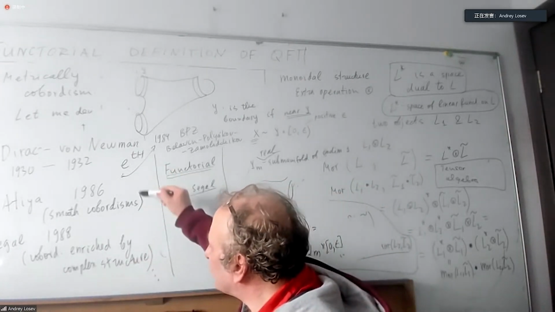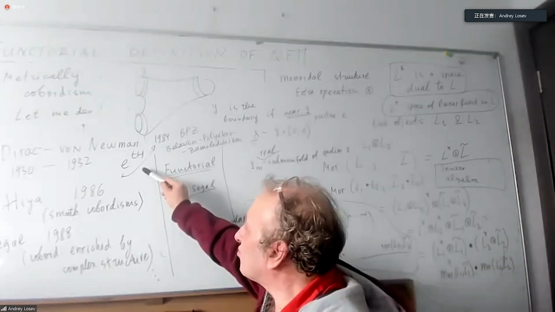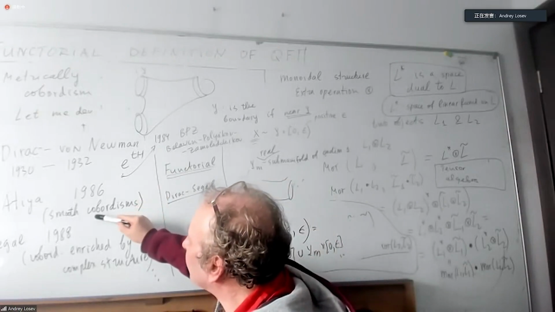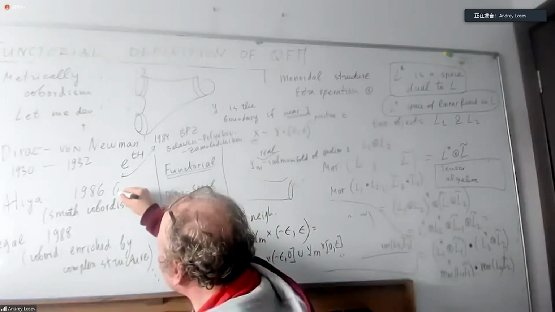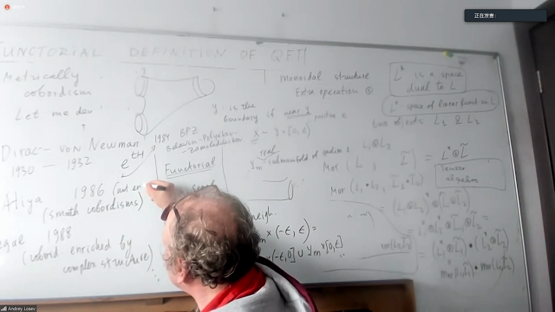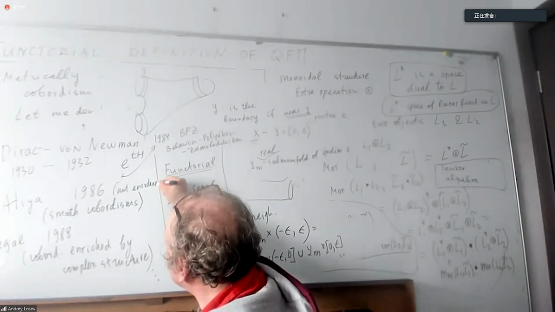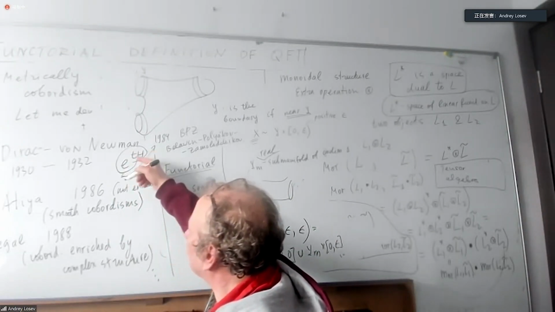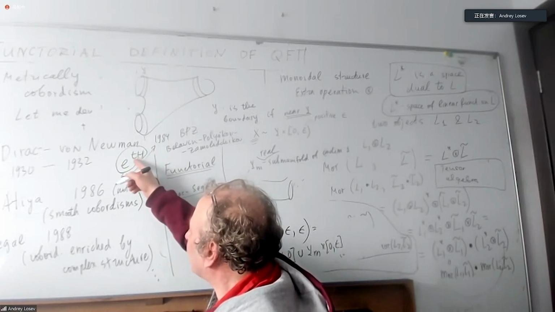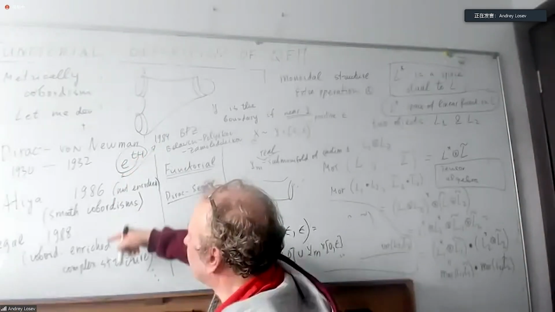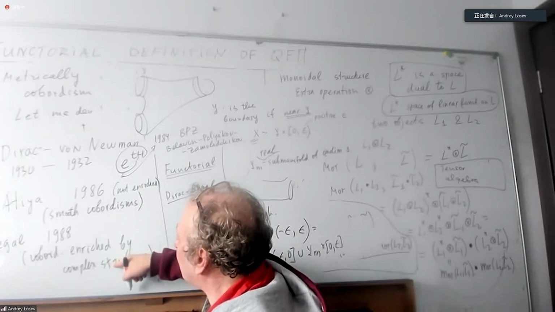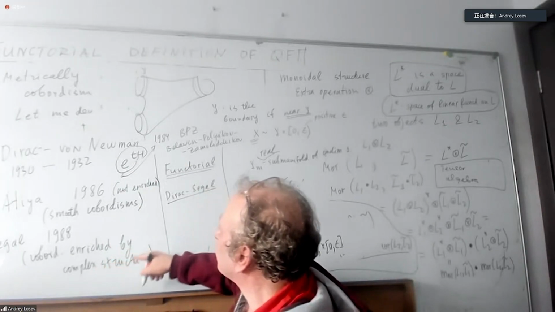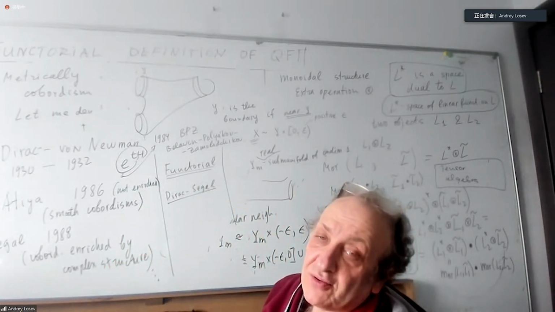But all these cobordisms are geometrically enriched. Okay, so not enriched, but this is geometrically enriched. Here there is a length of the interval. Here you are enriched by complex structure. So it is a very important thing.